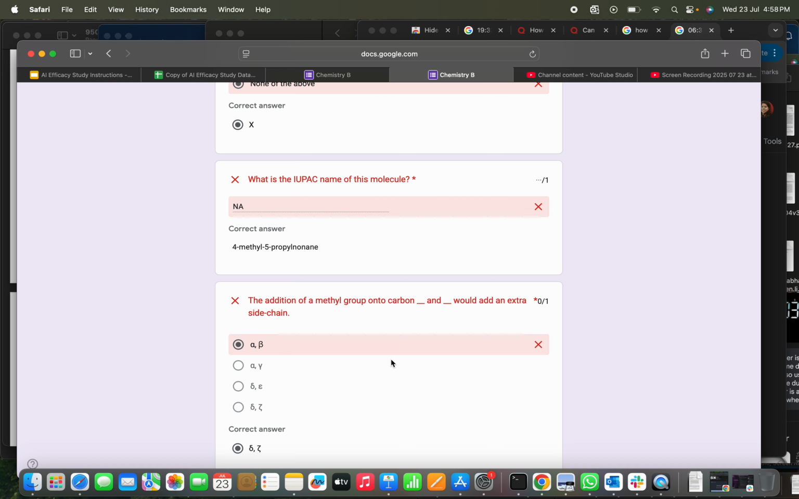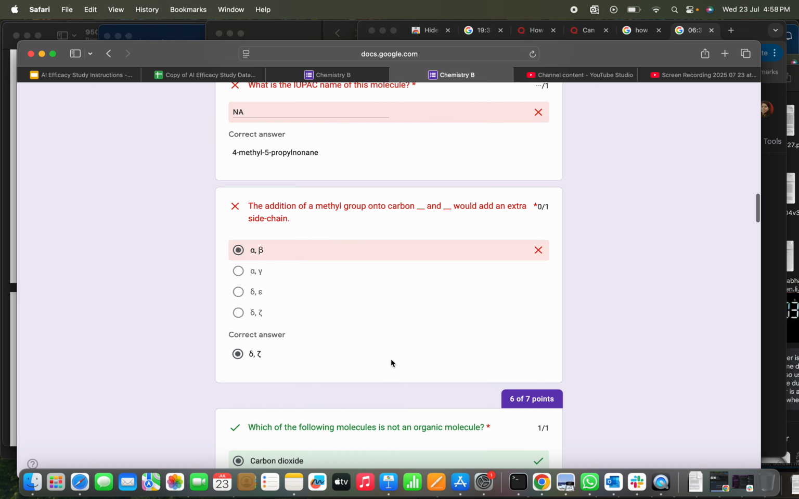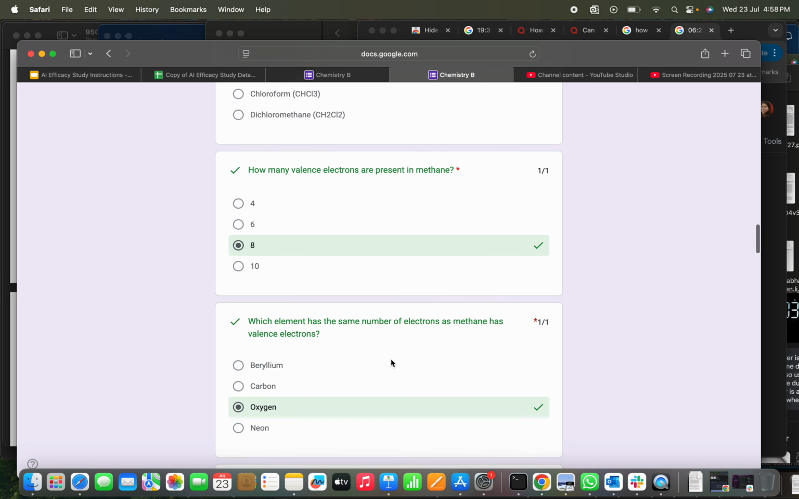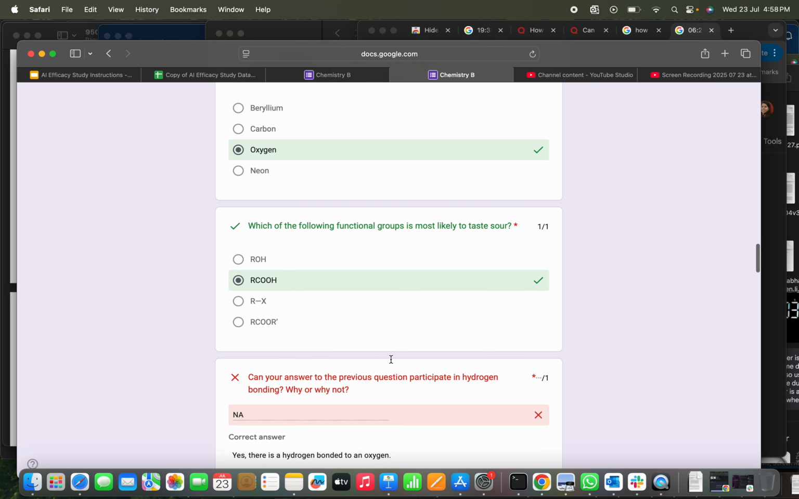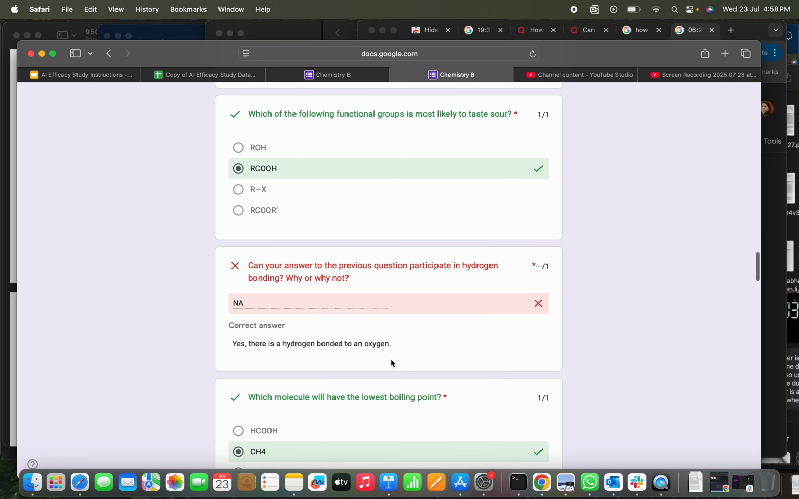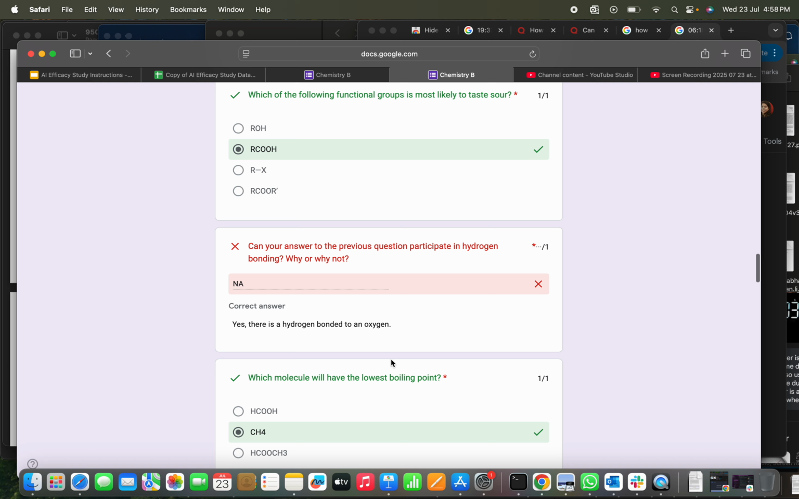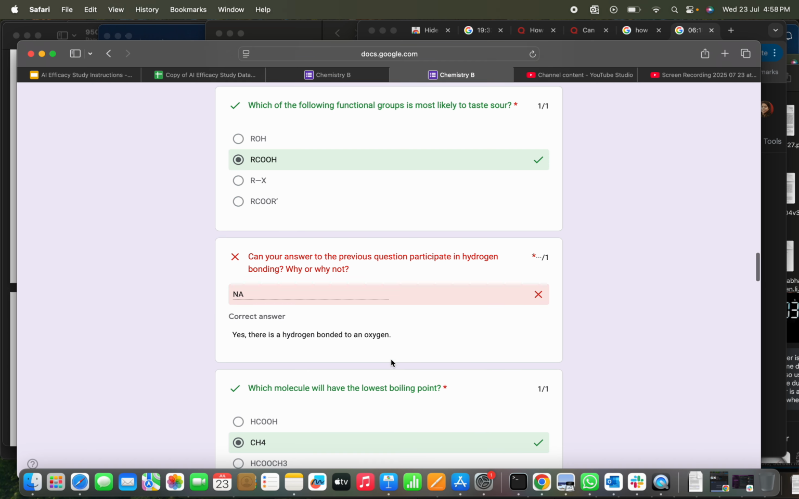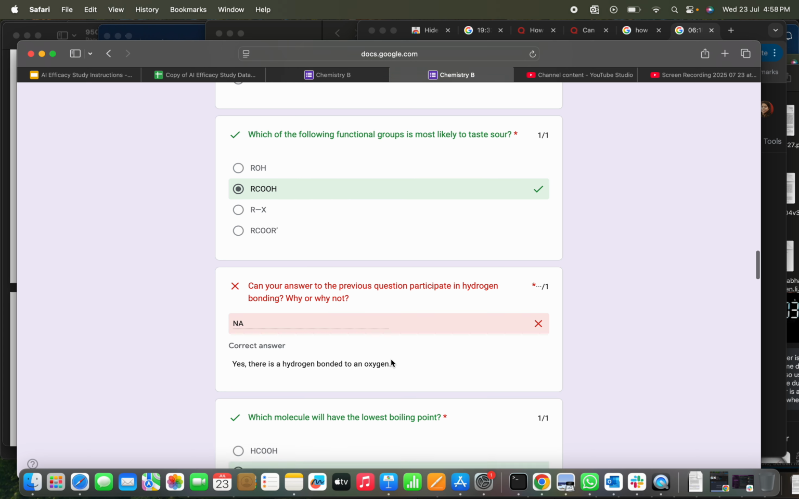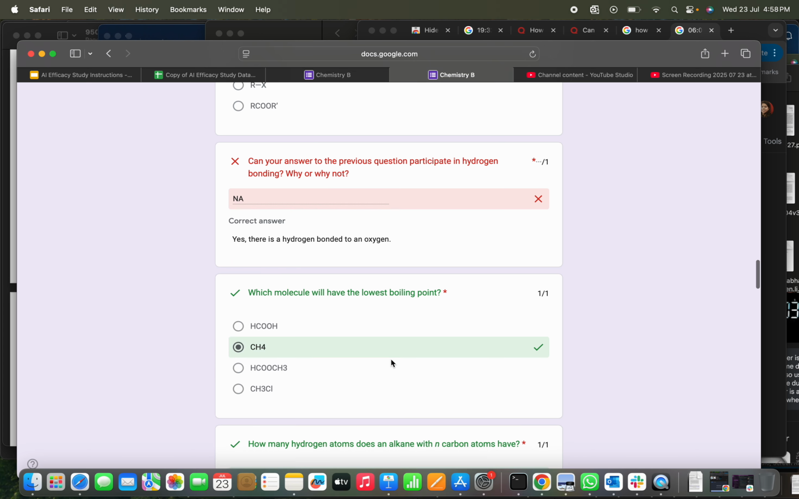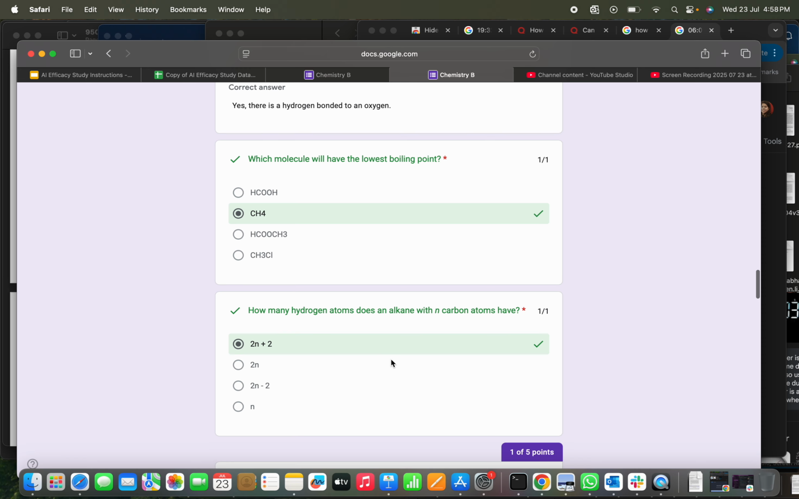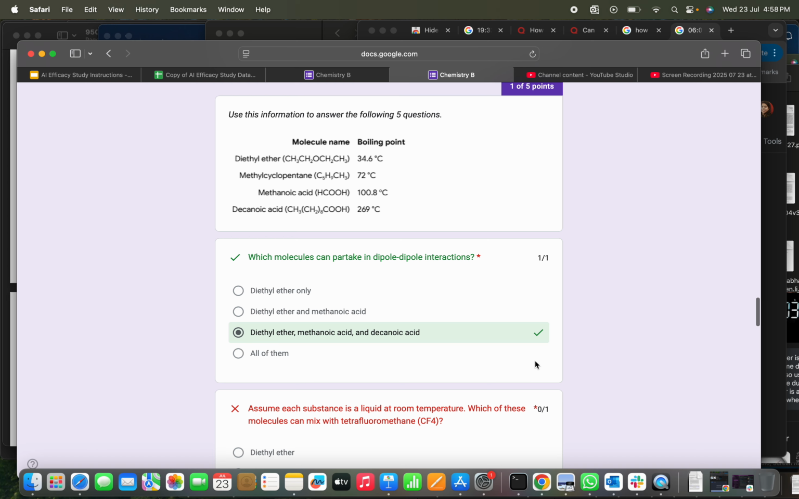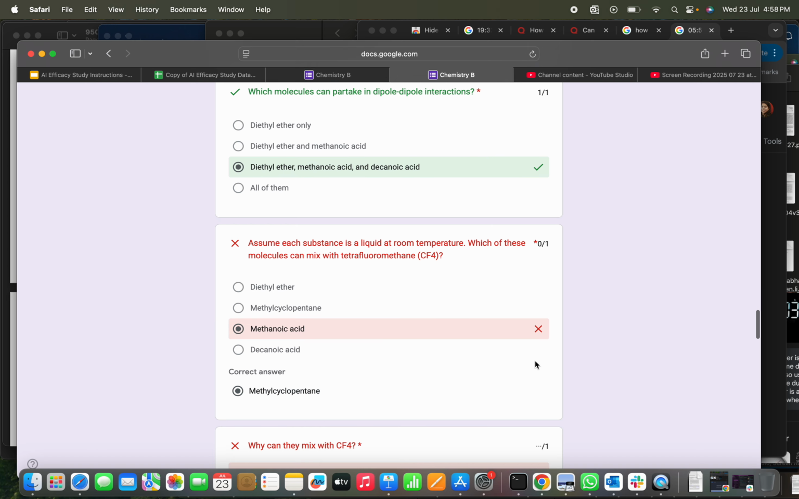The addition of a methyl group to carbon would add an extra. How many valence electrons are present? Same number as methane has. Correct. Yes, I was writing that. There's a hydrogen bond. Oh, it was just asking about that. Okay, this is my bad. Yes, I was correct about the OH thing. That was a guess from my side.